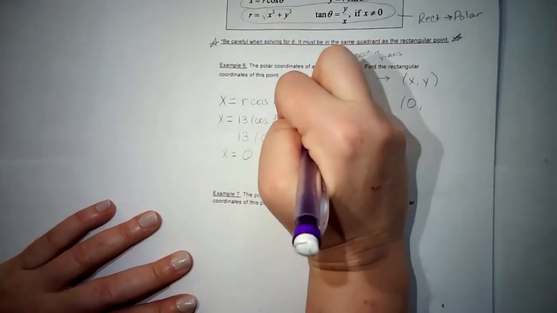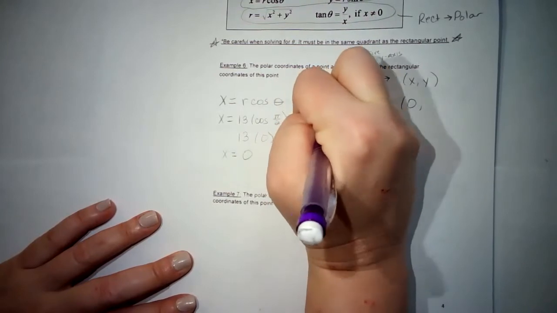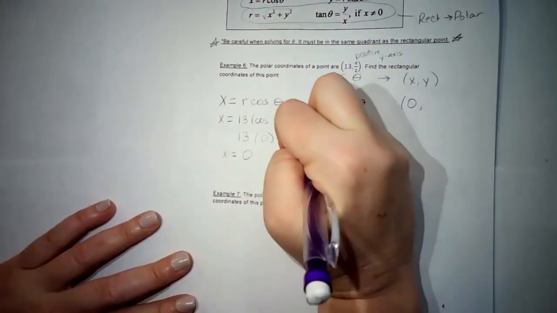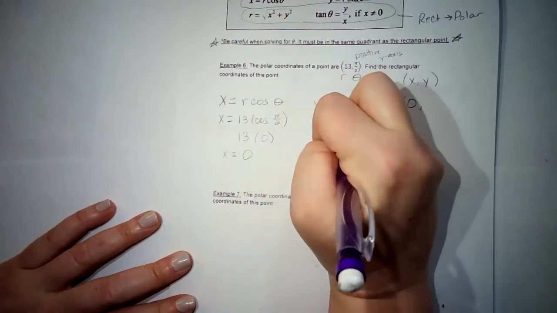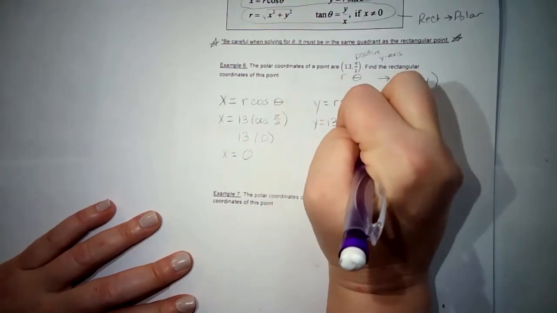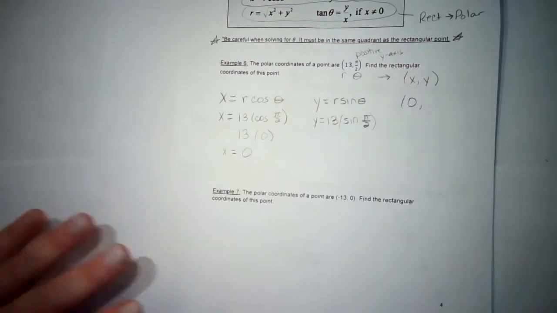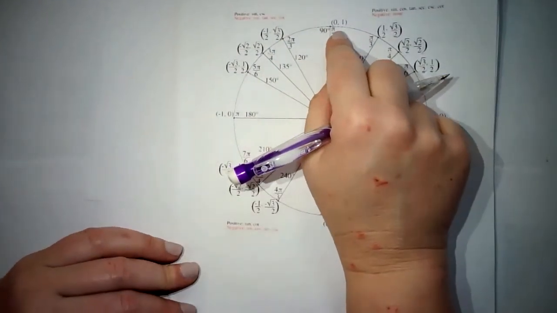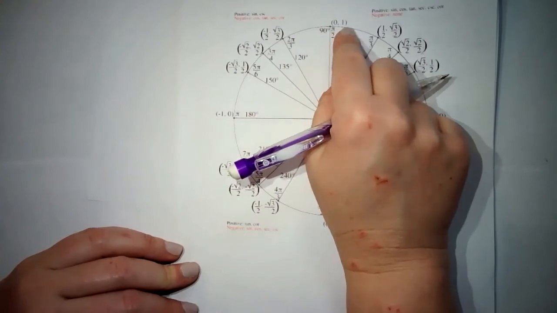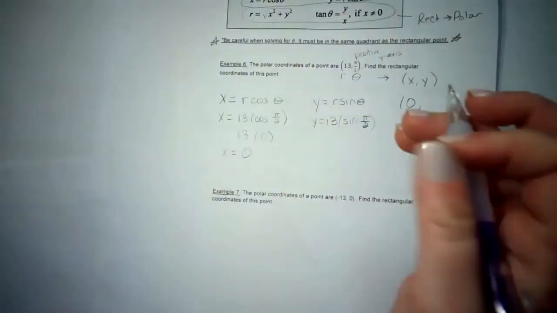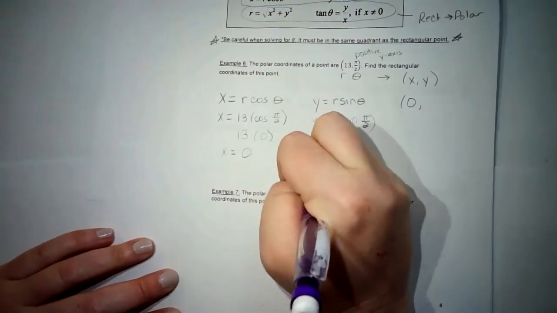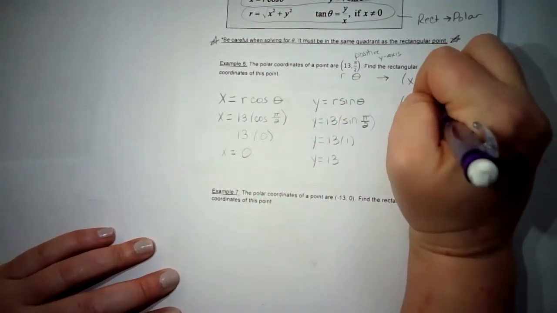All right, now we're going to do y, which is r times sine theta. r is 13 times the sine of pi over 2. I go back to my unit circle. Pi over 2 is here. Sine is going to be 1. So y is 13 times 1, which is 13.